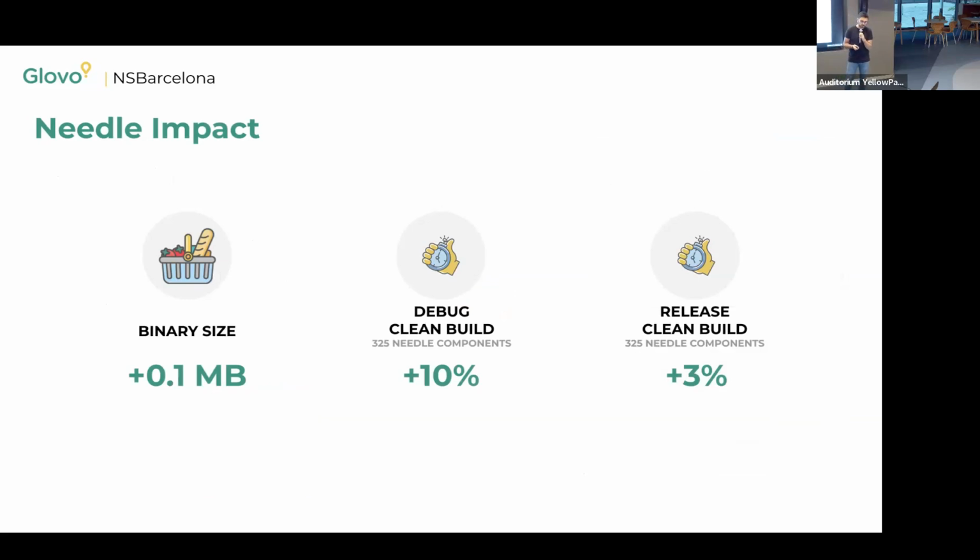And from the impact we saw, to summarize some of it, the binary size increase was negligible, 0.1 megabyte. We measured the impact with 325 Needle components, a similar scale to the Dagger components, Dagger modules that we're using on customer Android. The impact on the debug clean build was 10%. And it was acceptable, speaking with them, because at this scale they were having, I don't remember, but I think roughly 15% or 18%. And on the clean build in release, only 3%. So, pretty acceptable. We were expecting some cost, and this is the cost.